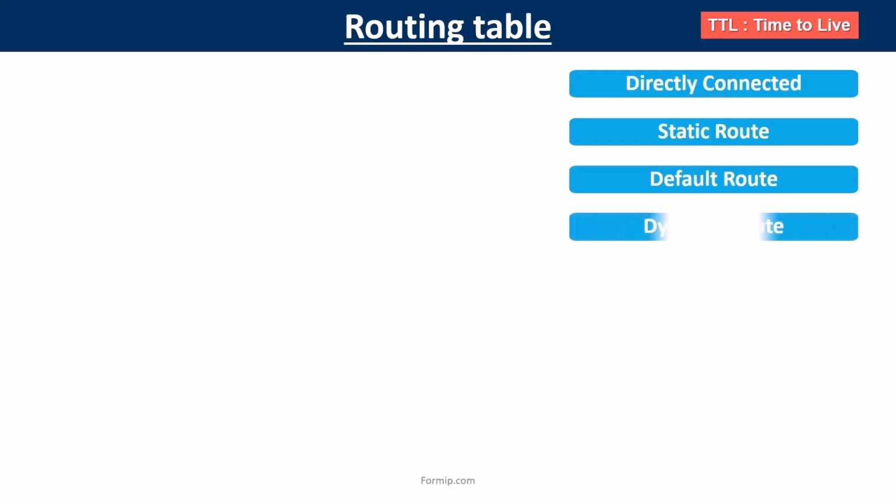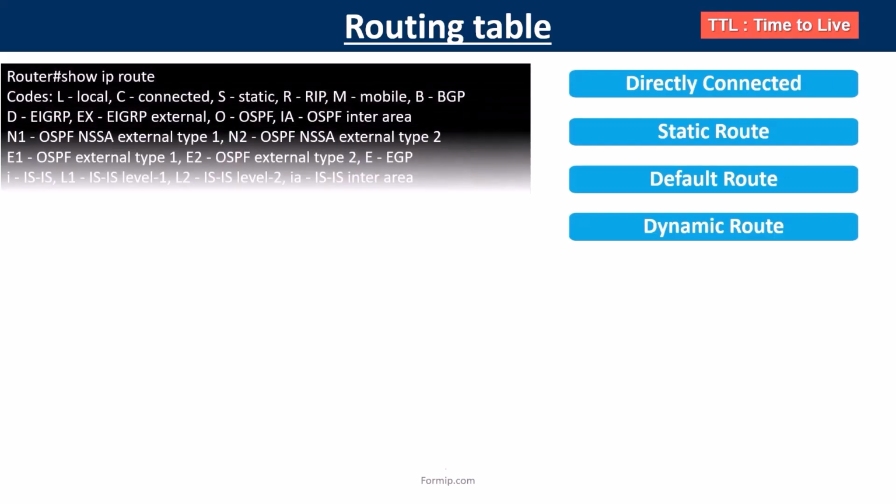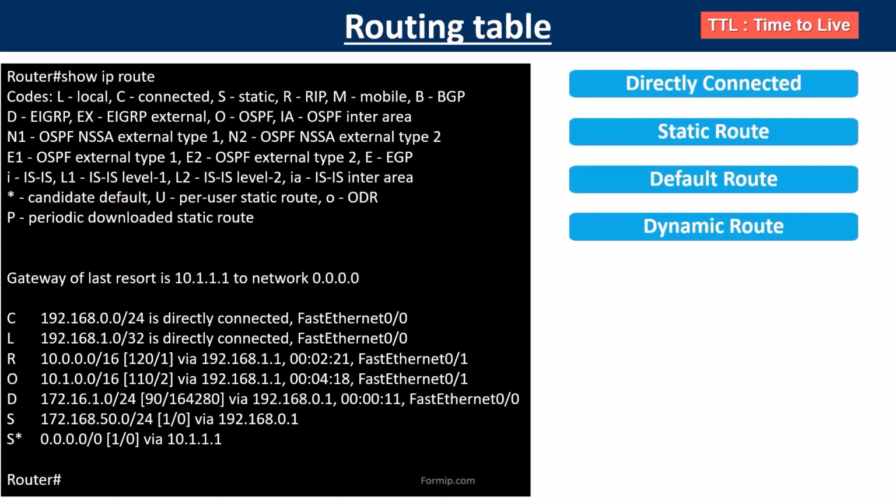And we have dynamic routes. The router can learn the routes automatically when a routing protocol is set up and a neighbor relationship with other routers is established. Very useful on large networks where there are many changes. And this is what a router's routing table looks like. The show ip route command allows you to display it.